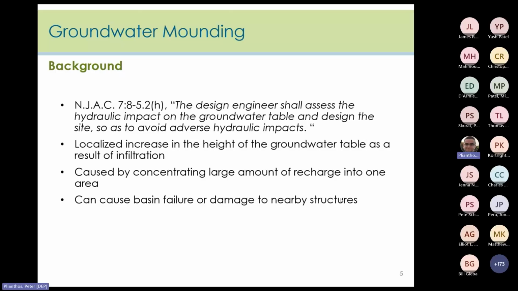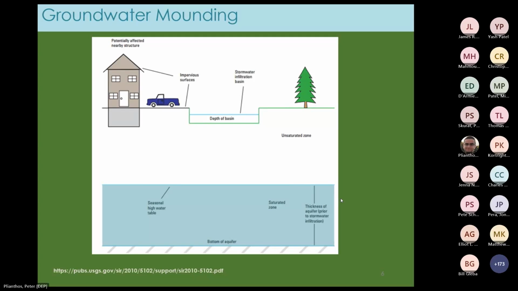Let's look at a nice graphic that illustrates this. This illustration is in the paper prepared by Glenn Carlton from the United States Geological Society, or USGS. We have a house near an infiltration basin. The blue color area below everything is known as the saturated zone, whose top surface is the seasonal high water table.